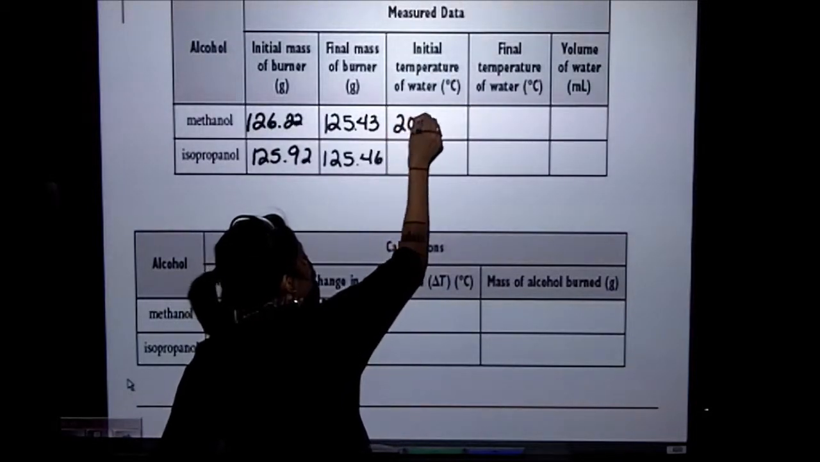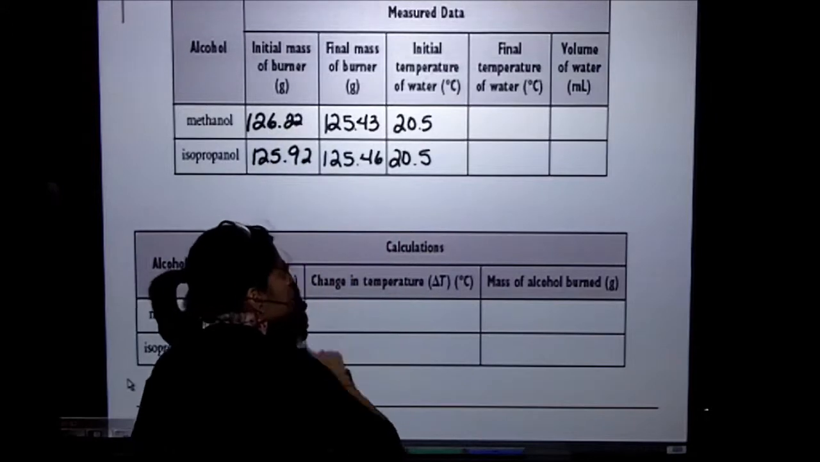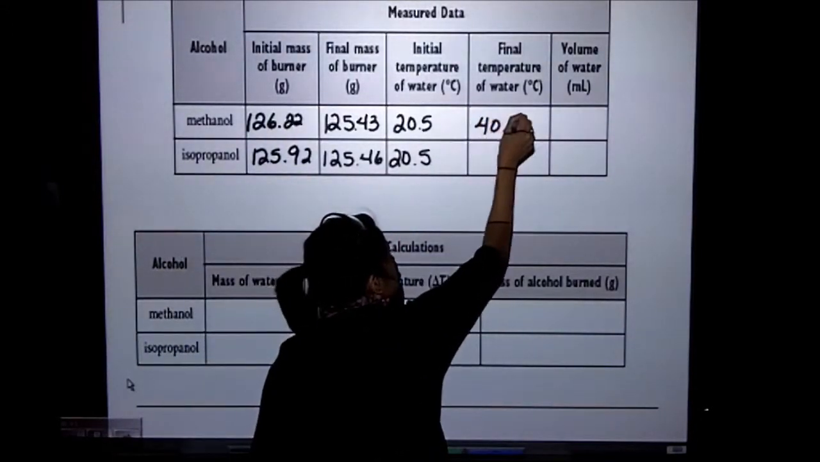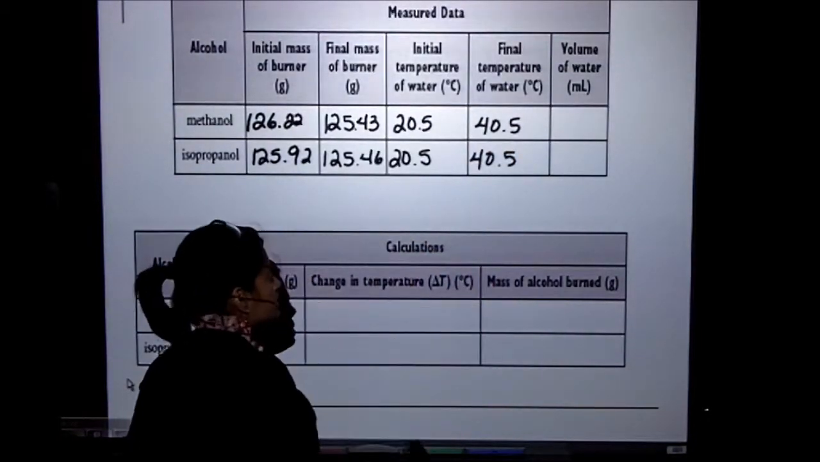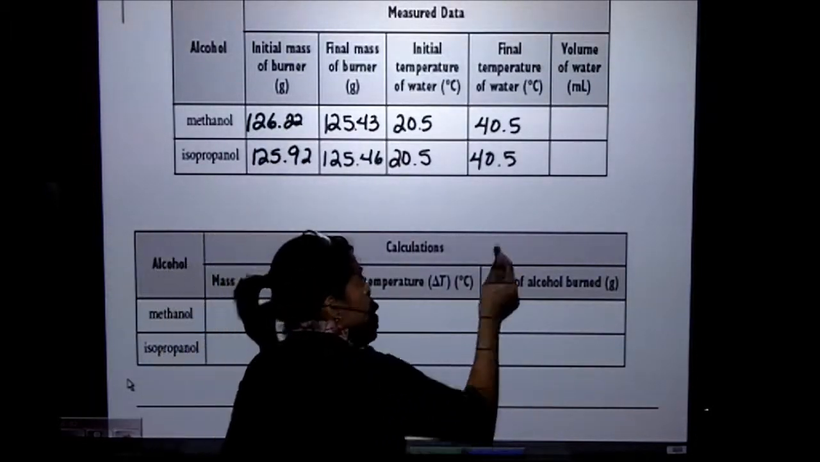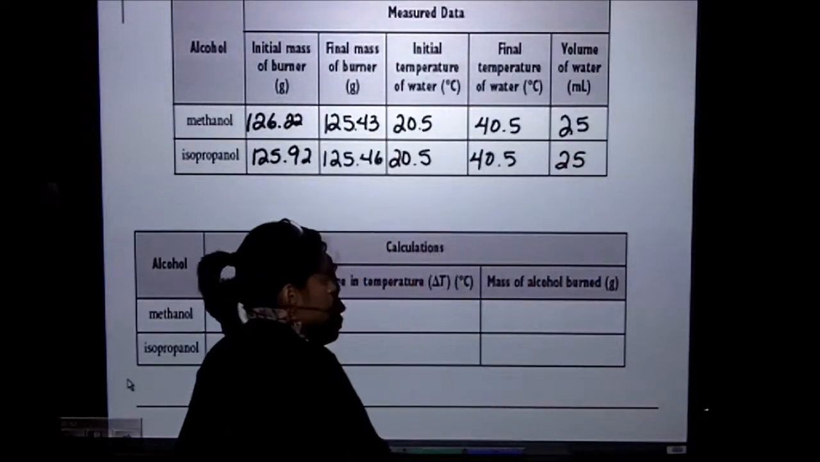You also took the initial temperature of the water in degrees Celsius. Ours could have been 20.5 degrees Celsius for both. Again, yours will be different. And you wanted to take the final temperature of the water. This is after a 20 degrees Celsius change. So we're just hoping that you've taken it off at that time. And then the volume of water in milliliters will stay the same for everyone, as long as you measured it correctly. It ended up being 25 milliliters of water for both.